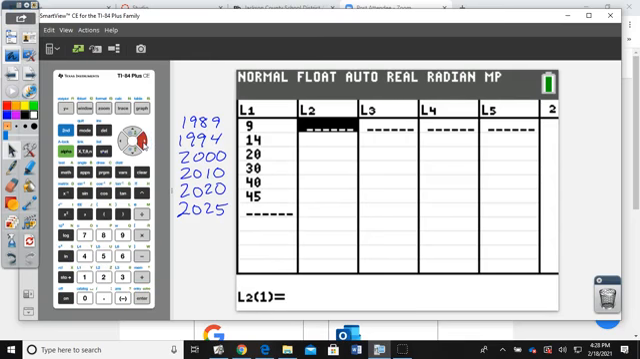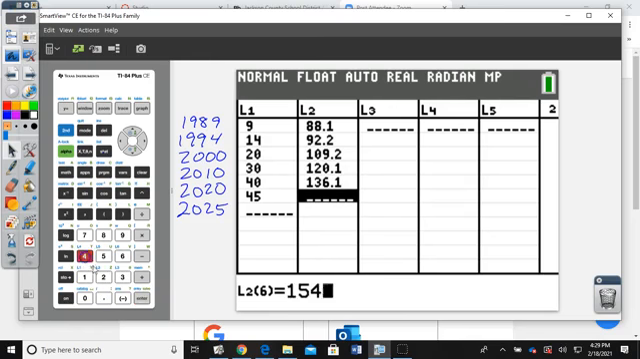All right, and then we plug in, for my Y, the recorded population in millions. So again, they don't want you to put 88 million, they want you to put just the number. So 88.1. The second one is 92.2. Third one is 109.2. The fourth one is 120.1. 136.1. And last but not least, 154.1.